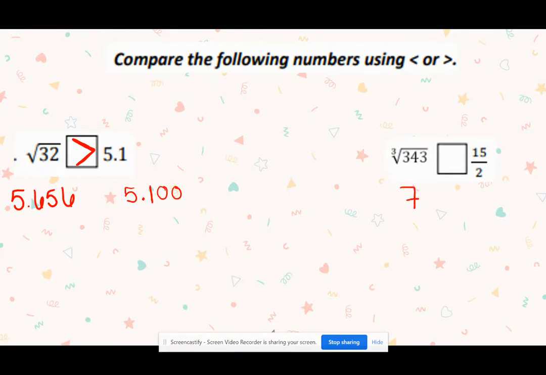And then 15 halves. To change that to a decimal, reminder, you just do 15 divided by 2 on your calculator because we learned that in the very beginning. So 15 divided by 2, we get 7.5. And then just so that they have the same amount of decimal places, I'm just going to add a 0. And you ask yourself, which one's bigger? Well, 7.5 is bigger than 7.0, so the less than sign.